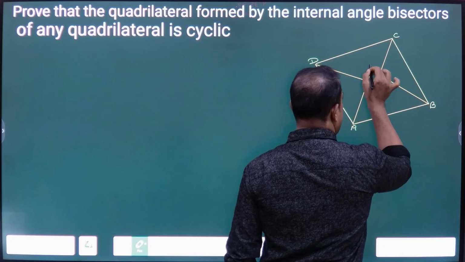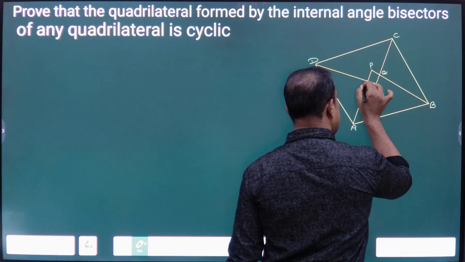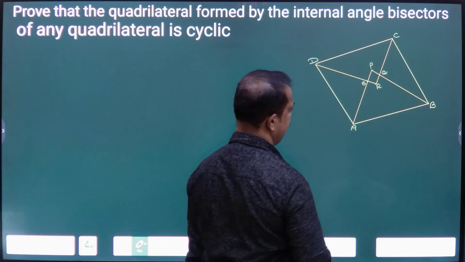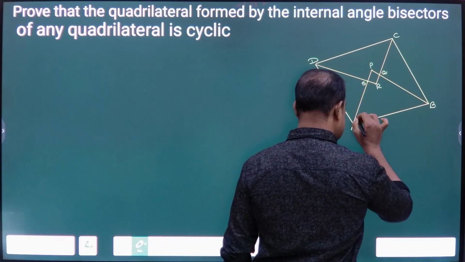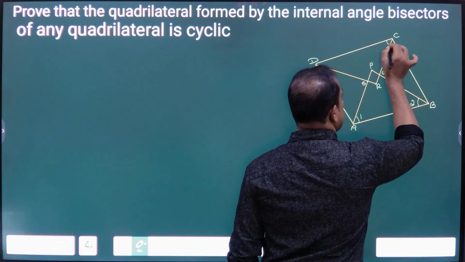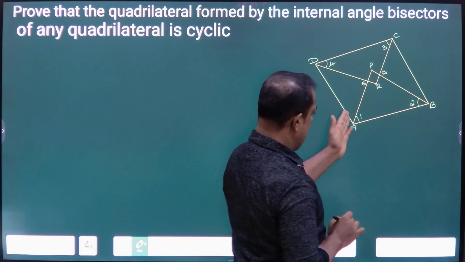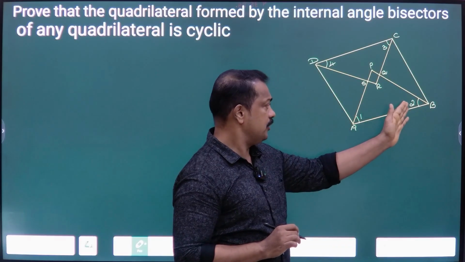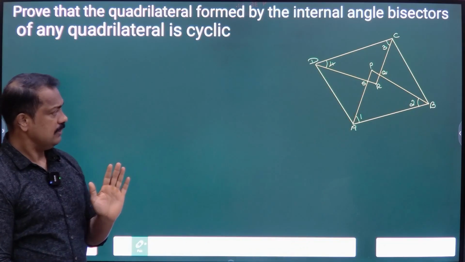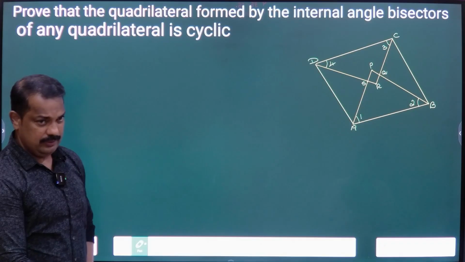हम प्रूव करने हैं, PQRS is a cyclic quadrilateral. Let these angles be 1, 2, 3 and 4. Let this be angle 1, angle 2, angle 3 and angle 4. Clear? Given.